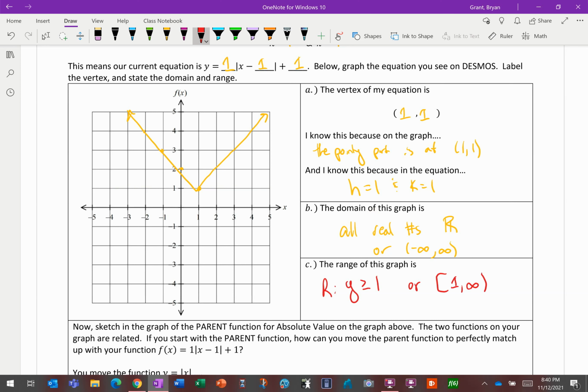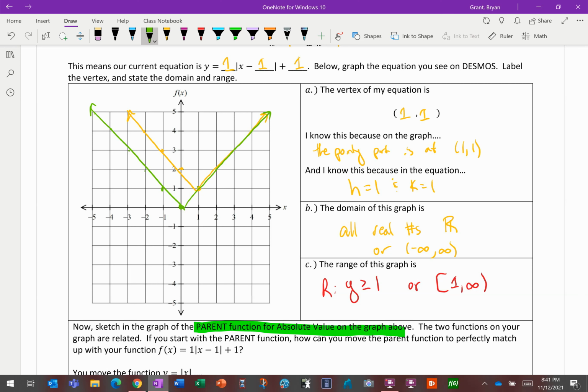Okay, now sketch in the graph of the parent function for absolute value, and I'll do that in green on the graph above. Well, my parent function, we need to have this memorized, starts at 0, 0, and goes up 1 over 1, so it actually matches a lot of this equation, right? Looks like this, and then like that. The two functions on our graph are certainly related.